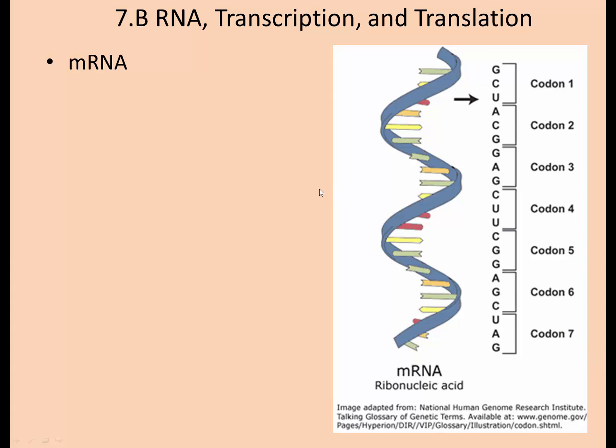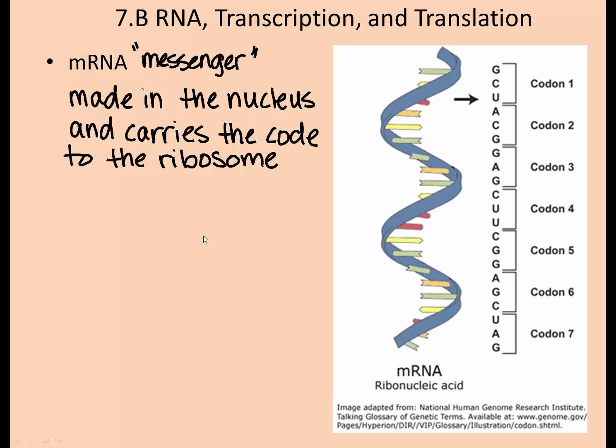RNA actually comes in three different types. We have mRNA, which stands for messenger. This is the stuff that's actually made inside the nucleus. It codes from the DNA. Three nucleotides make a codon, then the next three make a codon, and so on. It's made in the nucleus and carries the code to the ribosome.